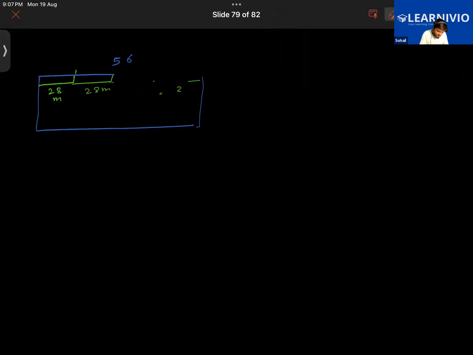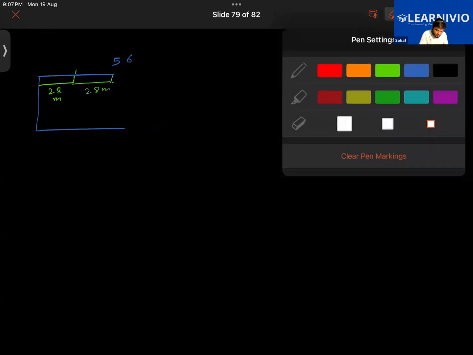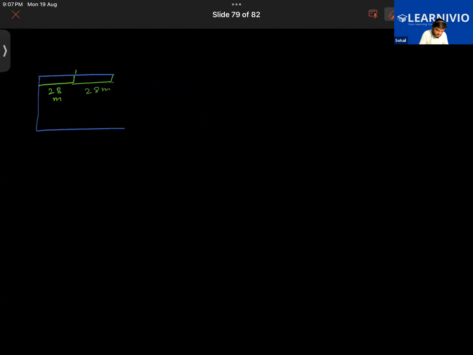I thought it to be 140. We are taking 56 now. So by using it twofold, by using it 2 times, we can take the measurement of 56 centimeter. Right now, 28 and then 28. That gives you 56 meter.